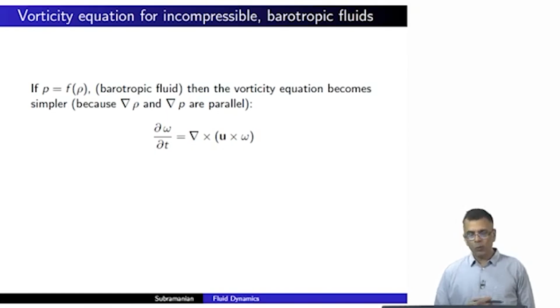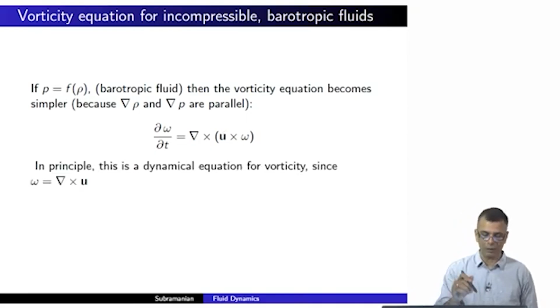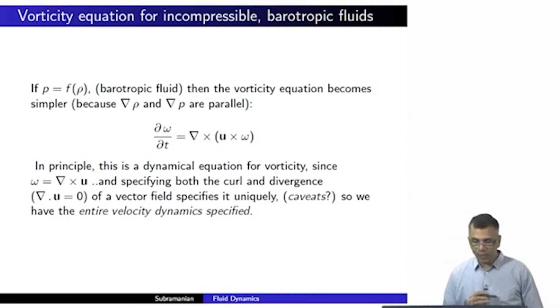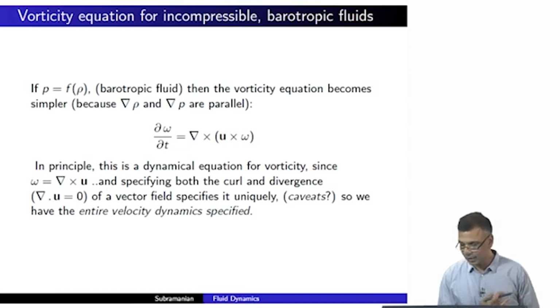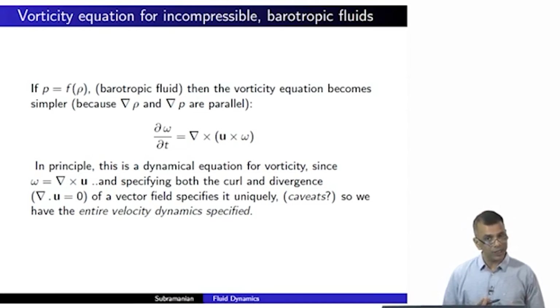You might wonder, omega is the curl of u, and you have u itself here. So it's not exclusively a dynamical equation in terms of vorticity, but also in terms of the uncurl of the vorticity, which is the velocity itself. But that's okay. It's still a dynamical equation for the vorticity. In principle, since omega is the curl of u, specifying both the curl and divergence of a vector field specifies the entire vector field uniquely. There are some caveats.